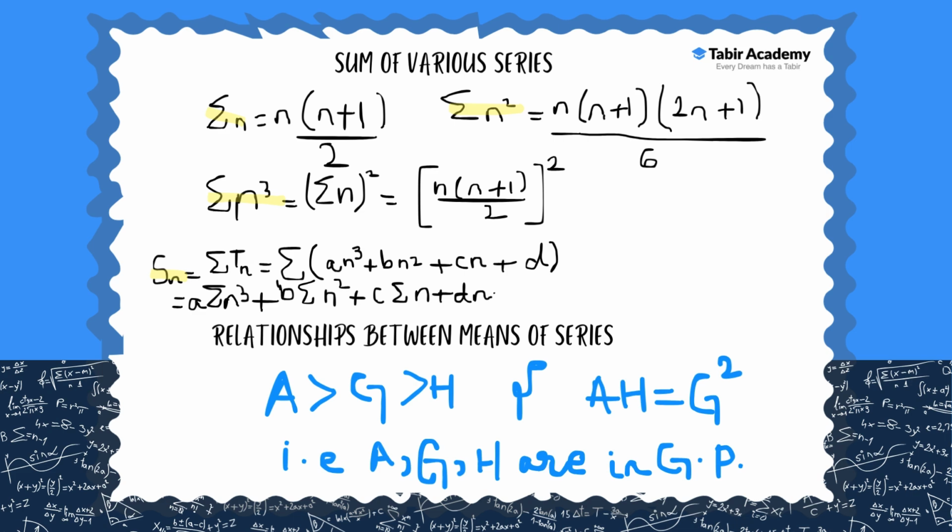Finally, ये बात important है नोट करनी कि A, G and H are all in geometric progression.